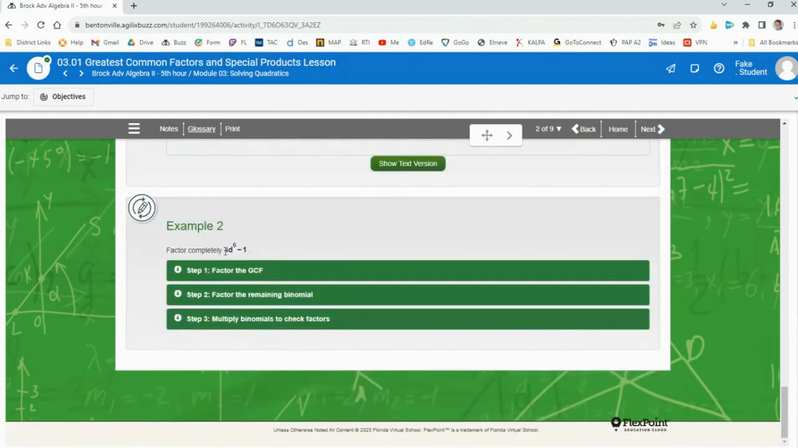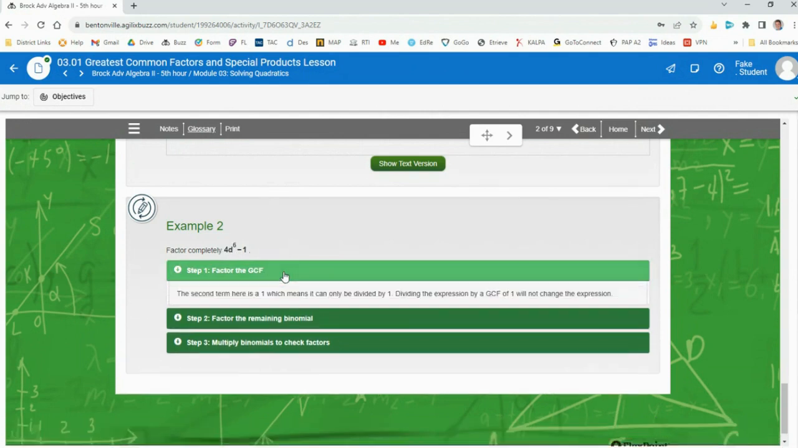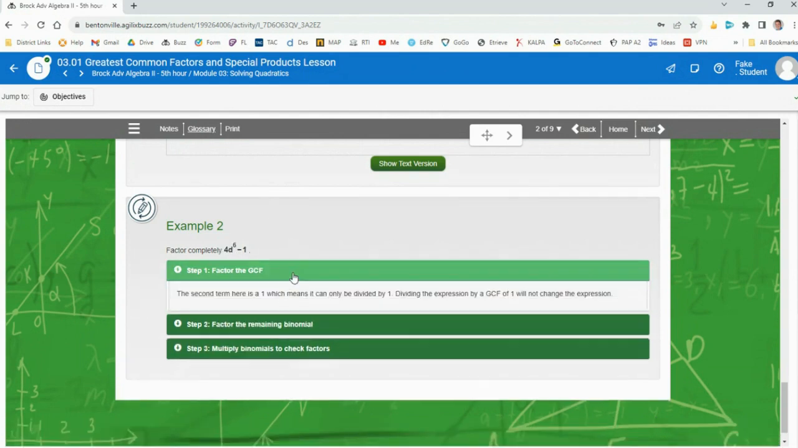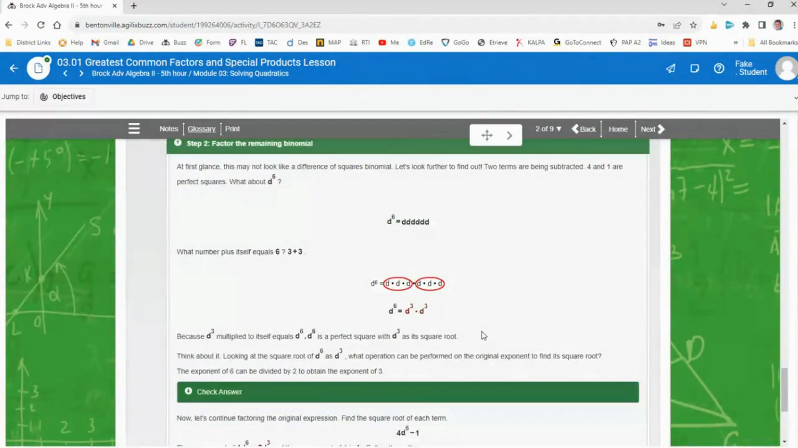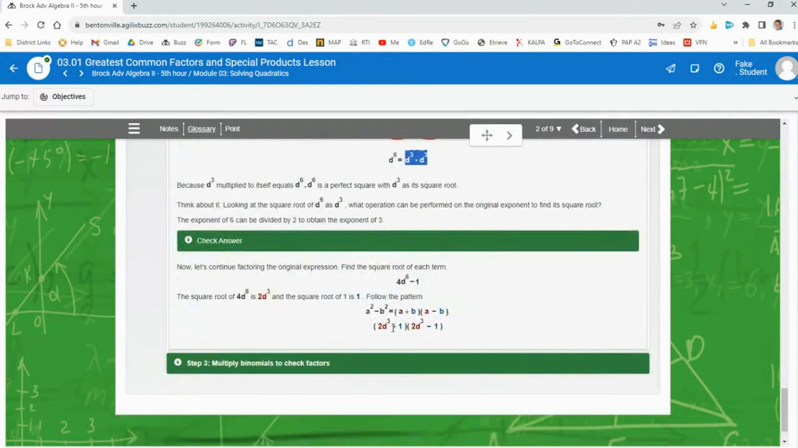Let's see, 4d to the 6th minus 1. Is that a difference of squares? 4d to the 6th, yeah, that would be 2d to the 3rd. Remember, d to the 3rd times d to the 3rd is d to the 6th. So this is a perfect square. And 1 is a perfect square because it's 1 times 1. Factor the greatest common factor. There's nothing to factor out of there. So that's 2d to the 3rd plus 1 and 2d to the 3rd minus 1.